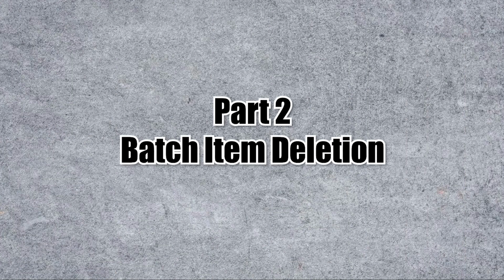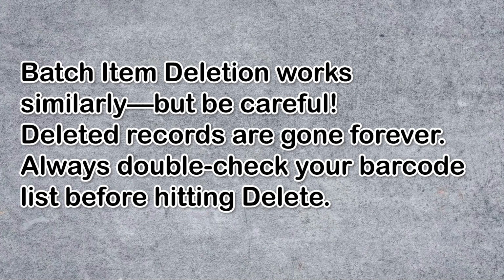Part 2. Batch item deletion. Batch item deletion works similarly, but be careful. Deleted records are gone forever. Always double-check your barcode list before hitting delete.